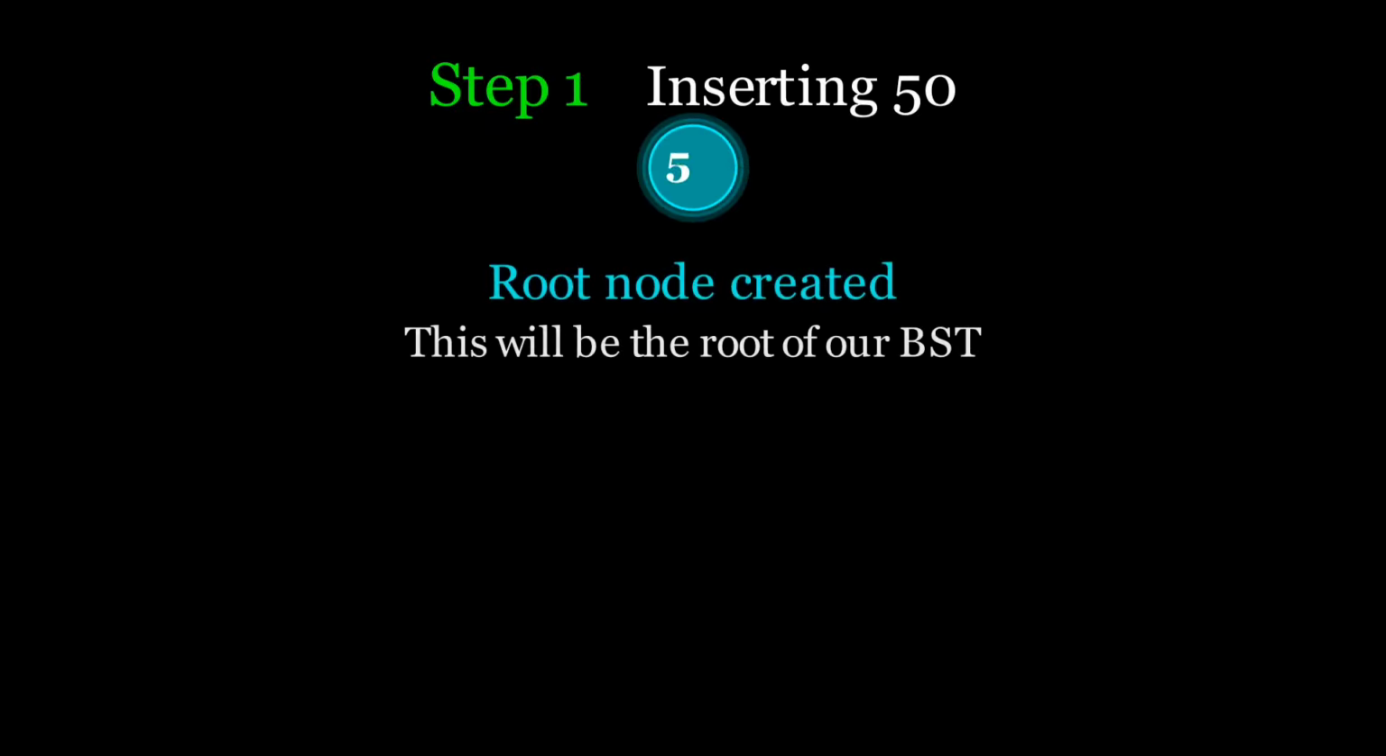There is nothing here. So our first step is to insert the root node. The first value we insert is 50. Since the tree is empty, this becomes the root node of our BST. Every BST starts with a single root node, and all subsequent nodes will be inserted based on their value relative to the root. Next, we insert 30.